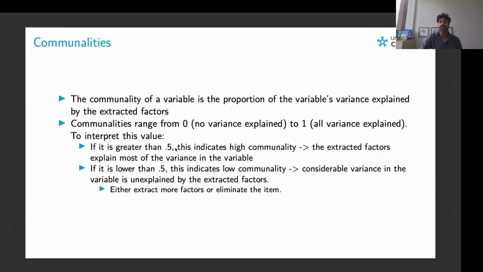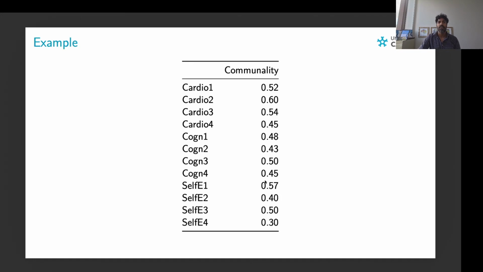So if it's greater than 0.5, it indicates high communality. If it's lower than 0.5, it's low communality. So what I'm saying here, of course, yes, there's some that are 0.48 and some that are 0.45. It's sort of borderline, but they're all sitting around roughly the 0.5 mark. This 0.3 really sticks out to me.